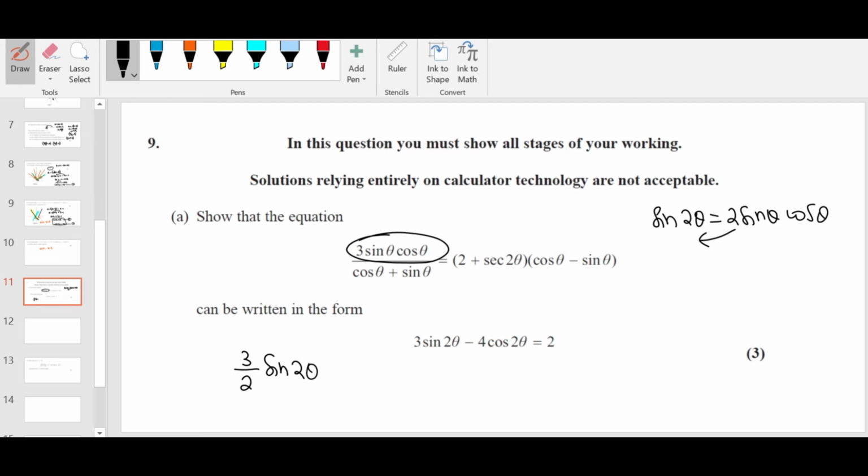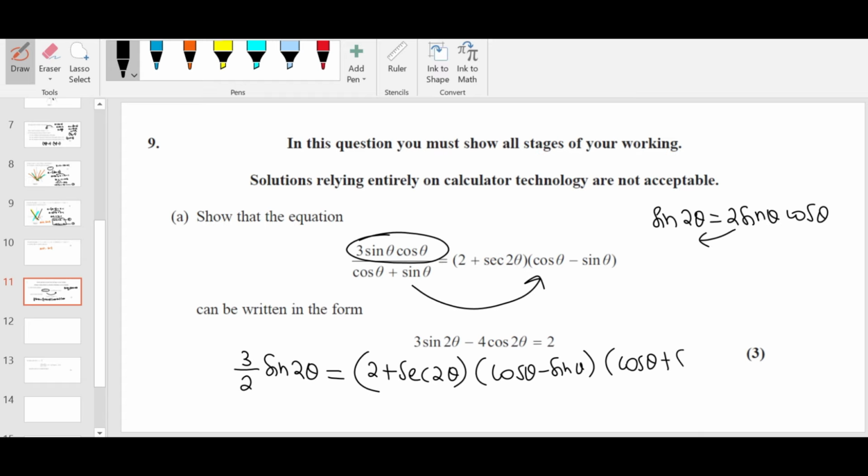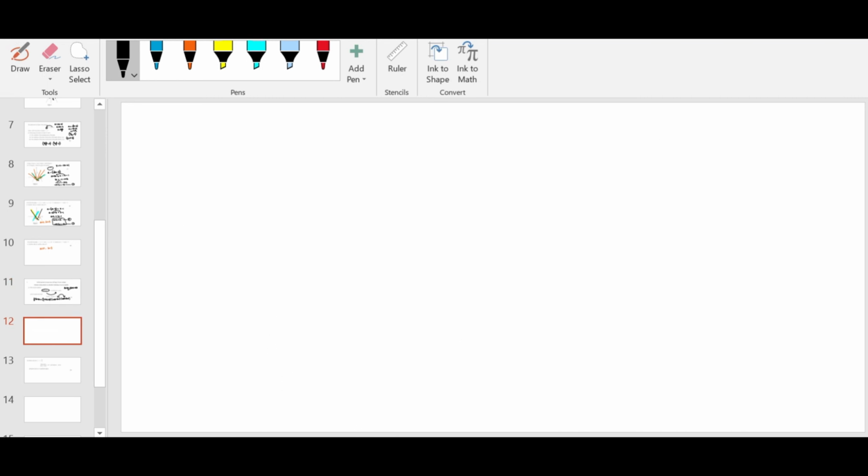sine 2 theta is equal to, I'm going to bring cos plus sine here, so it's going to be 2 plus secant 2 theta times cos theta minus sine theta times cos theta plus sine theta. Hope you understand this. When you multiply a plus b times a minus b, you can write it as a square minus b square. I'm going to write it in the next slide.